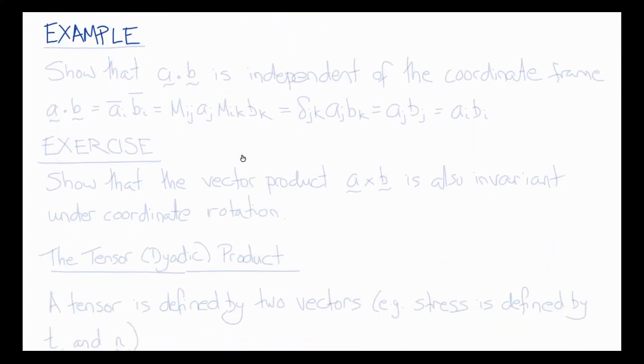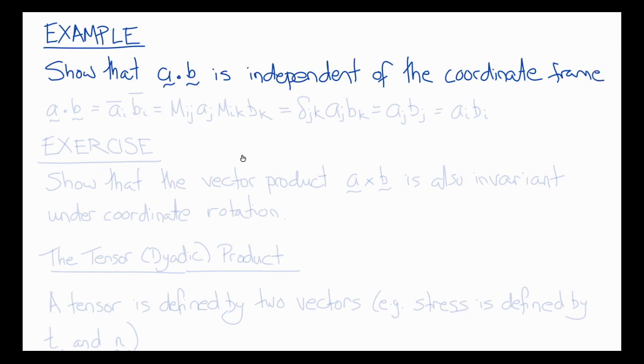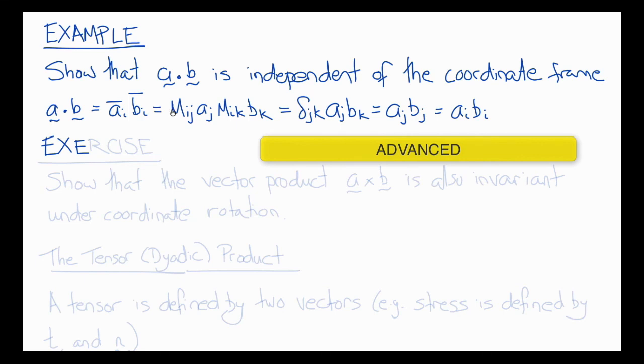So for example, let's show using this orthogonal transformation that the dot product A dot B is independent of the coordinate frame. In other words, we're going to show that regardless of which coordinate frame we use to take the dot product between two vectors, we get the same result. And that's important because it suggests that the dot product between two vectors is also a physical quantity, since the vector is a physical quantity. So A dot B in the new frame of reference would be A_i bar B_i bar. Converting that to the original frame of reference would be M_ij A_j M_ik B_k. But M_ij M_ik is delta_jk, so that gives us delta_jk A_j B_k, which is A_j B_j, or if you prefer, A_i B_i. In other words, A_i bar B_i bar is the same as A_i B_i.